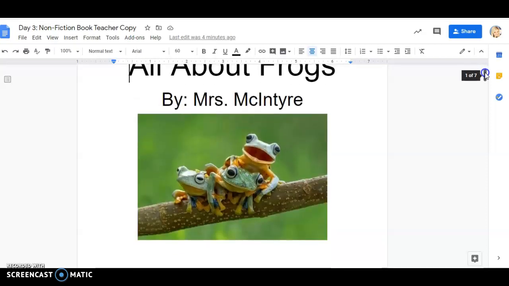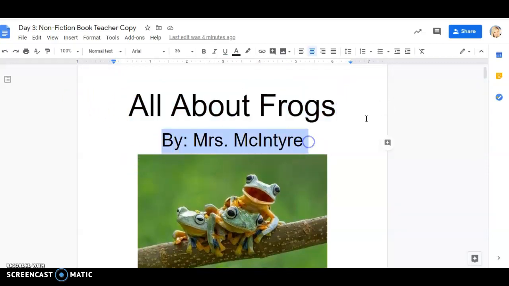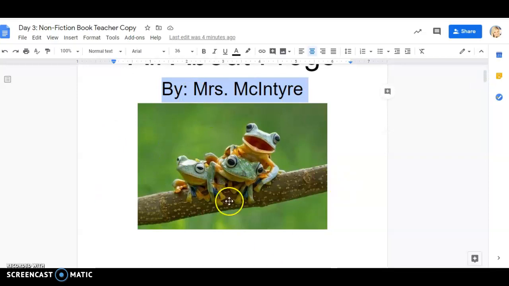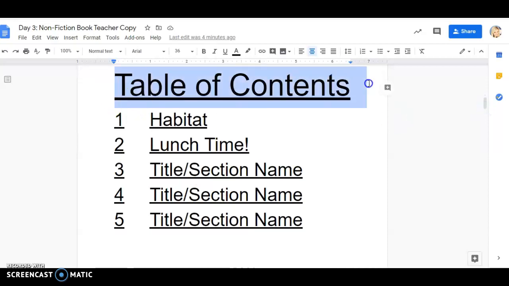So I have my title page. I have my title of my animal. I did frogs, and I chose to write all about frogs. You have your name because it's your book. You're the author. And if you wanted to, you could add a picture. You do not have to do this part if you do not want to or don't know how. Then we scroll down. We have our table of contents.